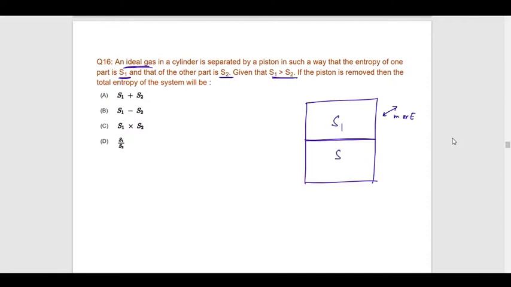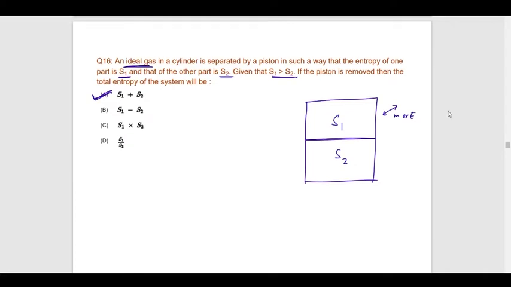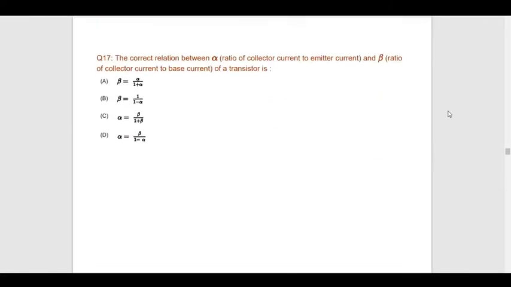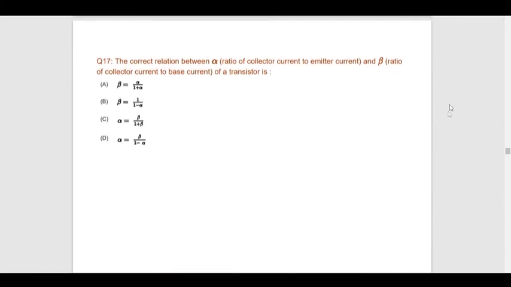So entropy of an isolated system never changes, okay? And therefore, if you are removing the piston from the system, then in that case, the entropy of the system will not change. Hence, the total entropy will remain the same. Okay, so I think option A is going to be the correct answer. So jumping on to the next question.